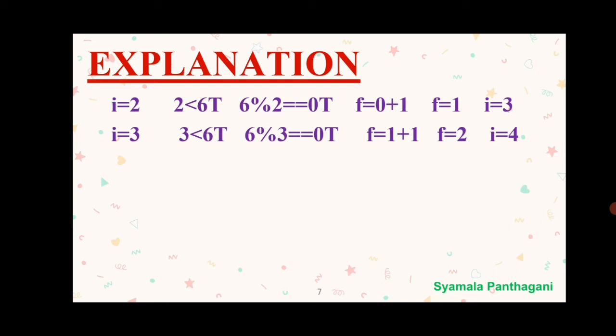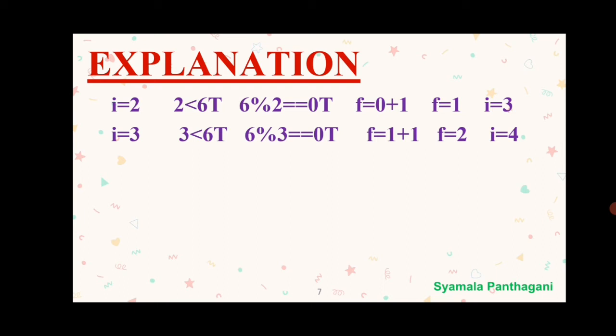3 is less than or equal to 6. That is true. Now 6 mod 3 is equal to 0. Yes, 6 is divisible by 3. That's why this condition is true. Now it increases the value of f.